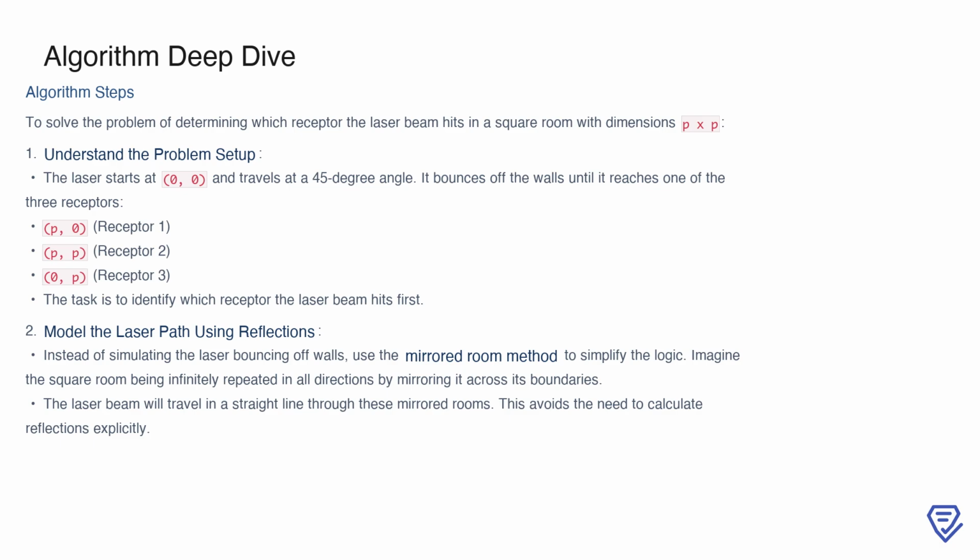Instead of explicitly simulating the laser's reflections within the room, we can simplify the problem using the mirrored room method. By imagining the square room as being infinitely repeated through mirroring, the laser beam can be treated as traveling in a straight line through this grid of mirrored rooms. This approach eliminates the need to calculate each bounce individually, reducing the problem to finding the point where the laser intersects one of the receptors in the mirrored grid.